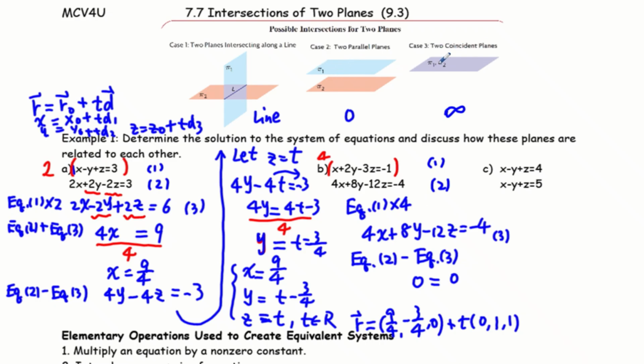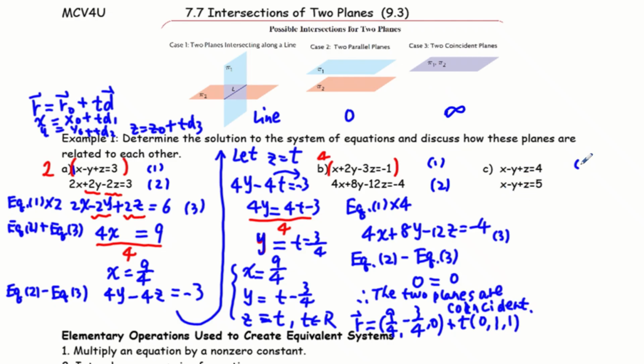They are the same plane, so it's case 3. So therefore, the two planes are coincident. The two planes are coincident. They are the same planes, so you have infinite numbers of points of intersection.